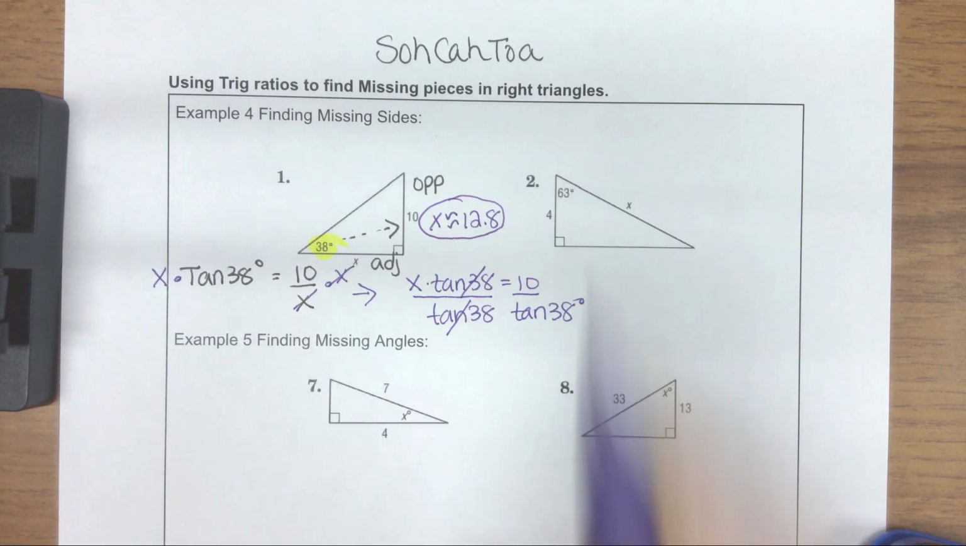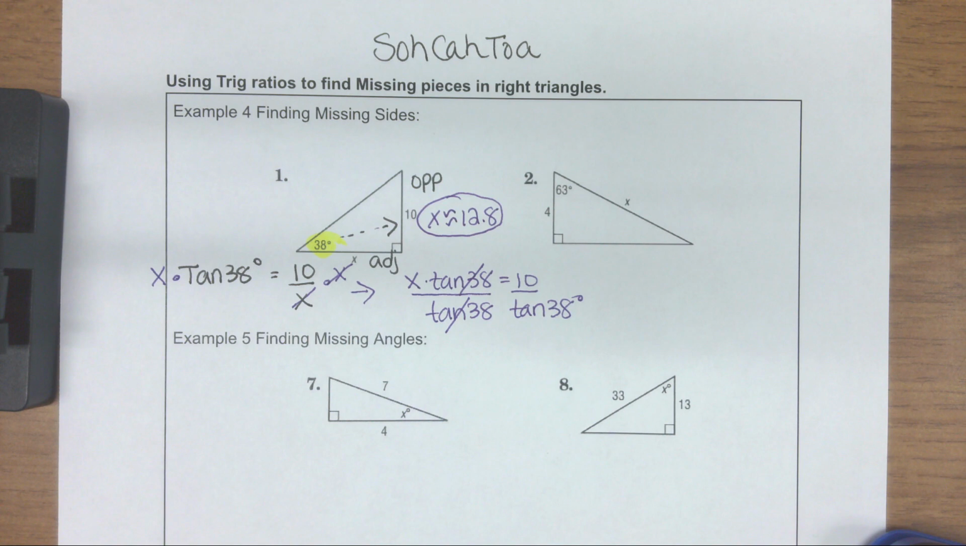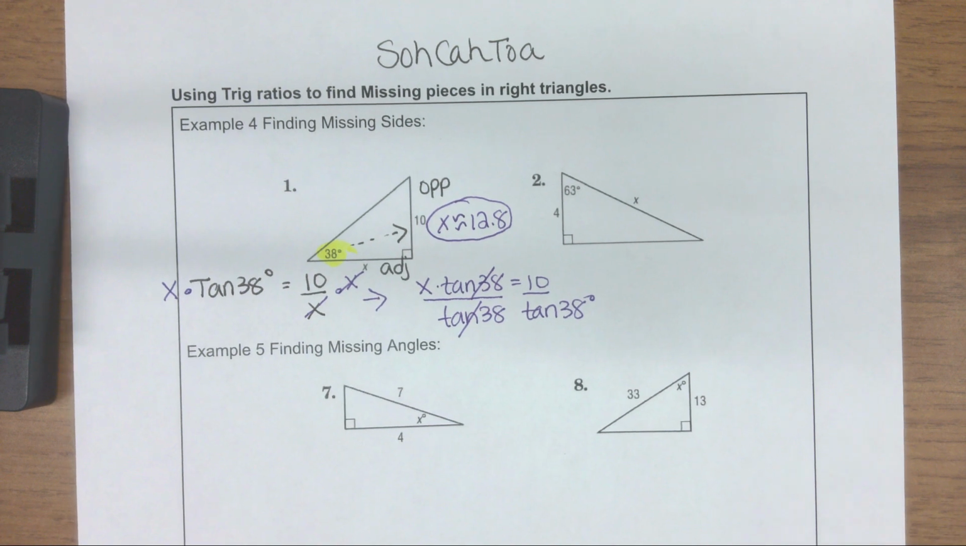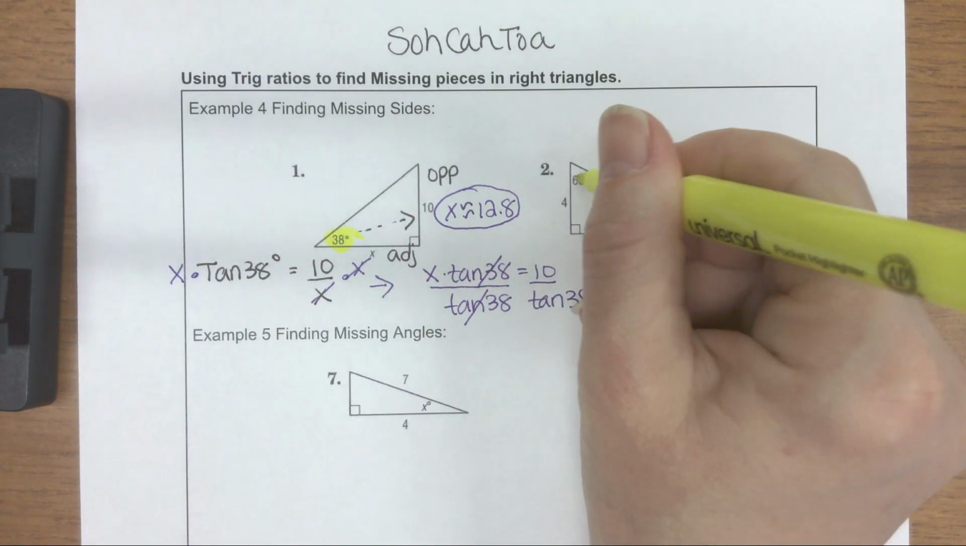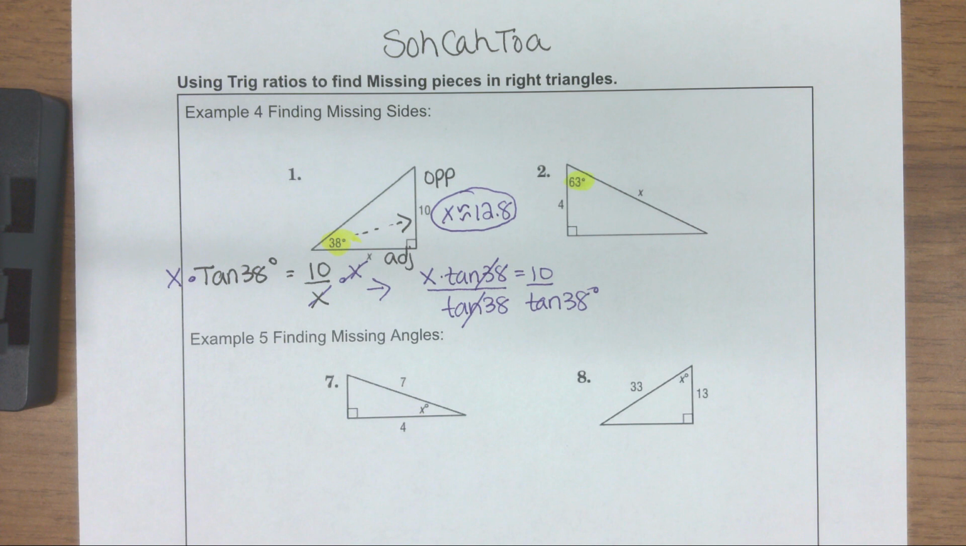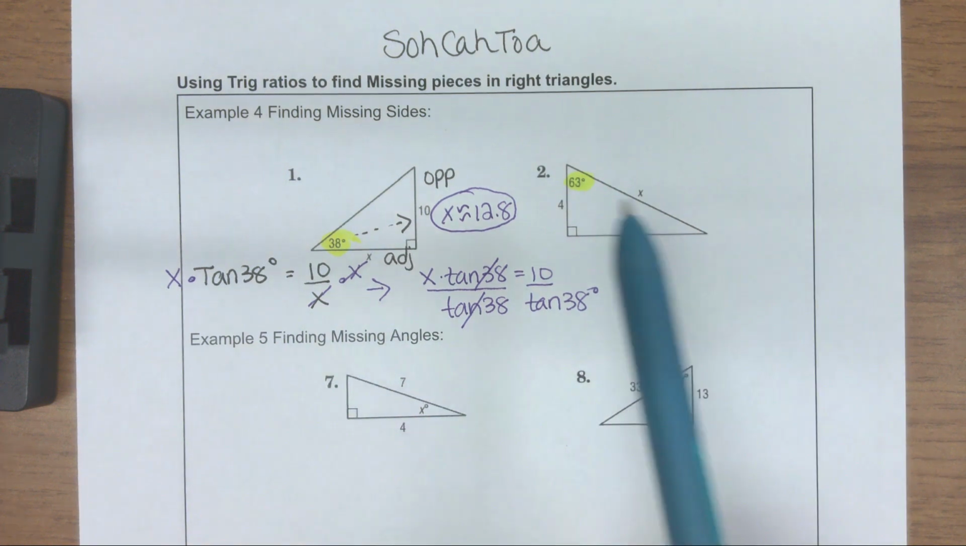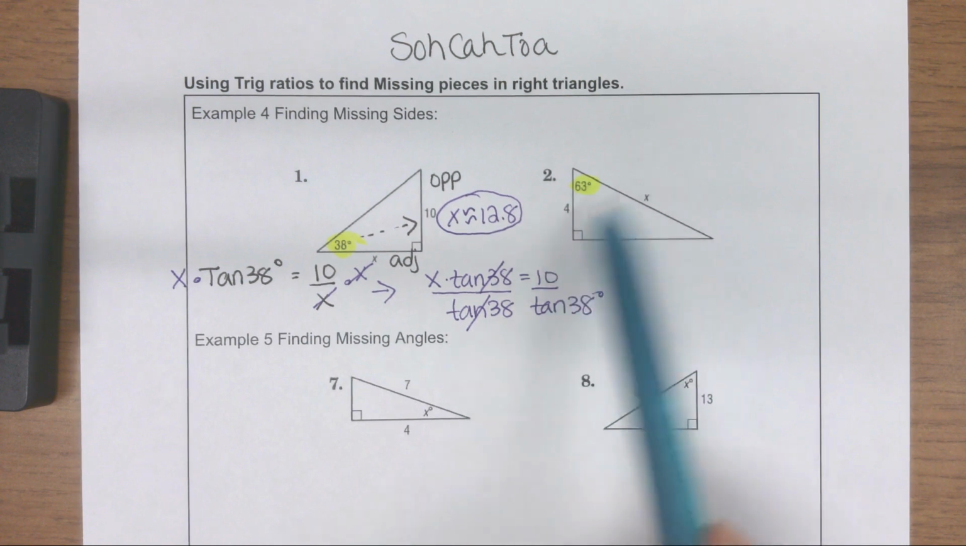Okay, do you need to see one more of those? I'm happy to do it. I just don't know because you don't say. Okay, let's look at number 2. I'm going to give you some thought time in number 2. Okay, that's your angle. I want you to think about what pieces this gives you. Identify that.